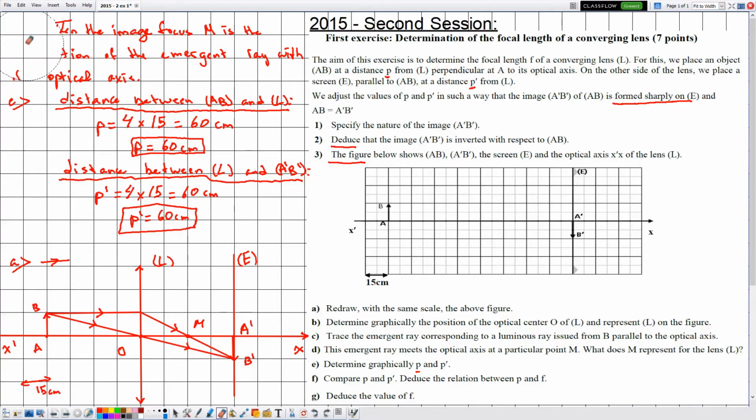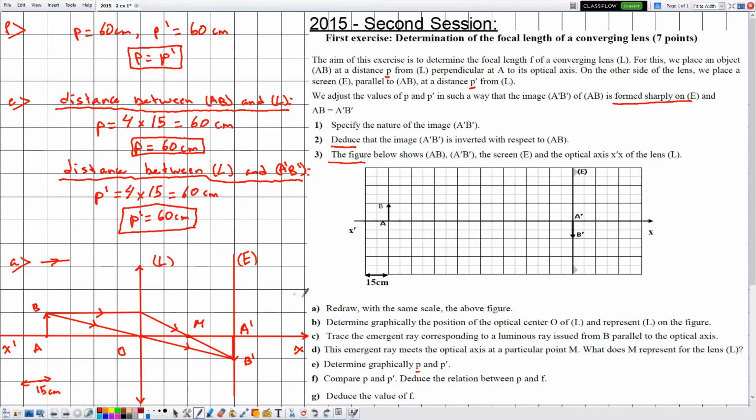And now in part F they are telling me to compare P and P prime. The value of P from part E is 60 centimeters, and the value of P prime is 60 centimeters as well. Whenever they tell me to compare, we need to say whether they are equal, or one is larger than the other, or less than. So in this case, P is equal to P prime.